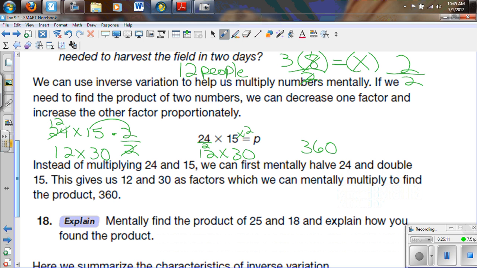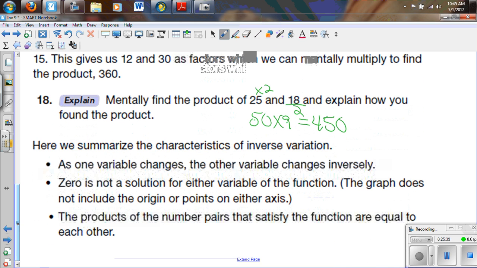So product of 25 and 18. I don't know the product of 25 and 18, but I bet I could find the product of 50 and 9. So I'm going to double this one, and I'm going to divide this one by 2. 50 times 9 then is 5 times 9 is 45. So 450. So again, this is just a quick way to use this inverse variation to help us mentally multiply.